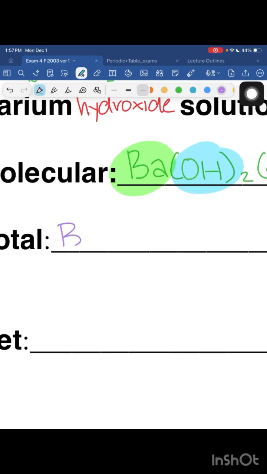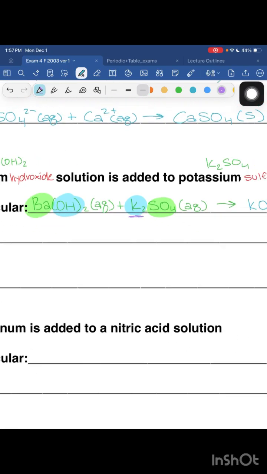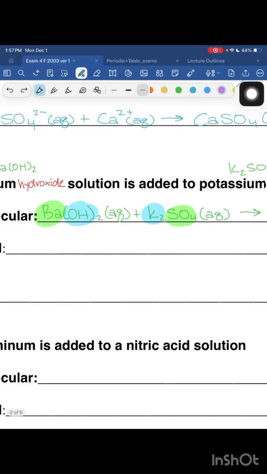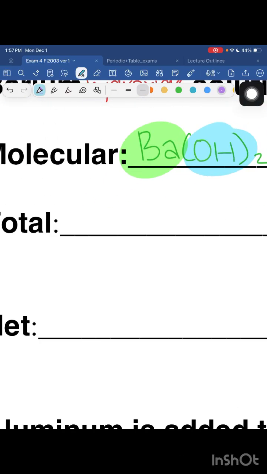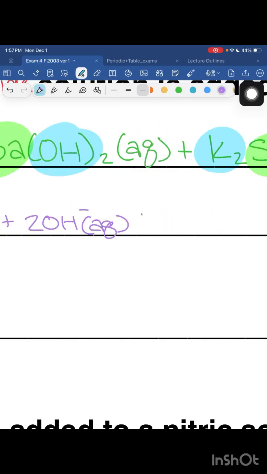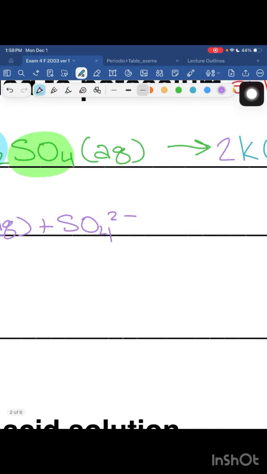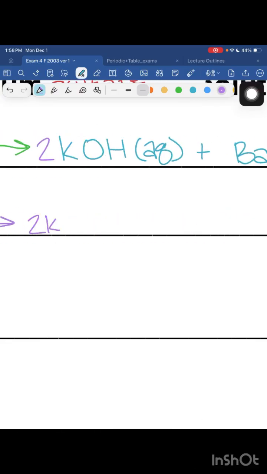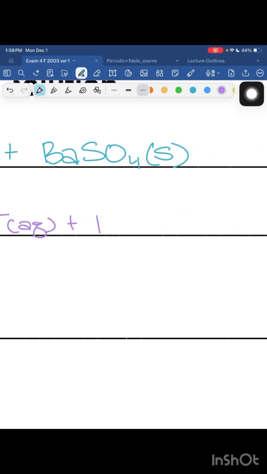So we have barium. Oh, I didn't balance. So, got 2 potassiums here, 2 hydroxides. Slap a 2, call it a day. So I have barium 2 plus aqueous plus 2 hydroxides because of this little 2 down here. That's minus aqueous plus 2K plus aqueous plus SO4 2 minus aqueous becomes 2 potassiums aqueous plus 2 hydroxides aqueous plus barium sulfate because it is solid.